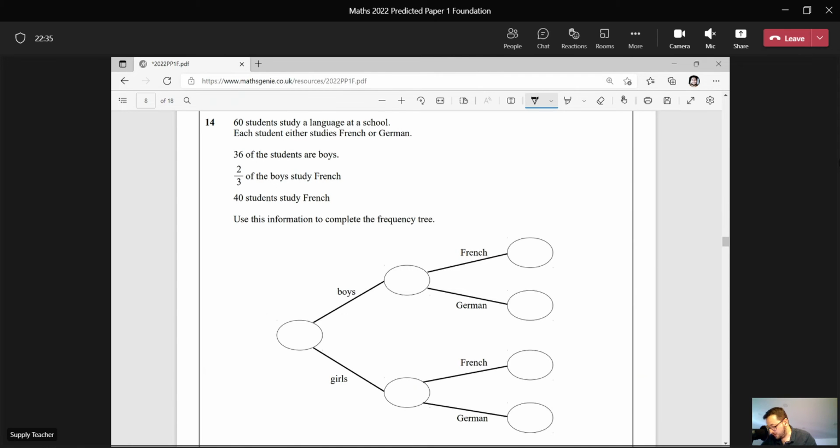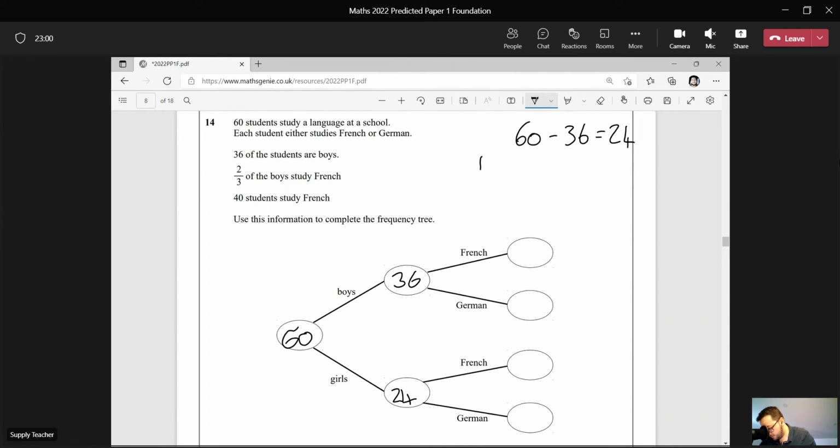Okay, so we know that 60 students study a language, so we can put 60 in this box here. So let's just go through the information that they give us. It says 36 students are boys. So we can work out the girls by doing 60 minus 36, which is 24. So 24 are girls.